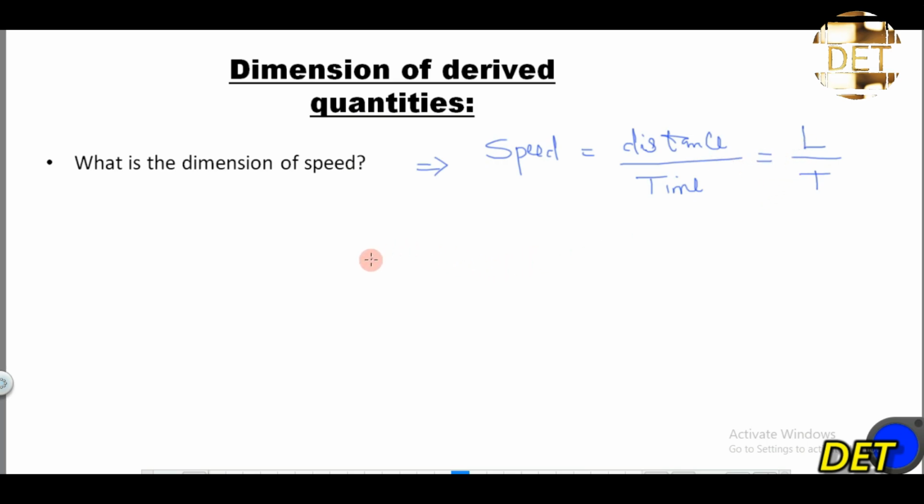So the dimension for speed will be equal to L over T, or LT raised to the power of minus 1. LT raised to the power of minus 1 simply means L all over T. So this is my dimension for speed. We have just expressed it in terms of fundamental quantities. LT raised to the power of what? Minus 1.